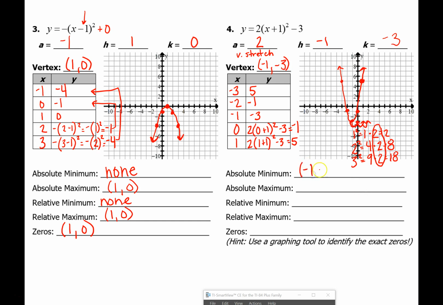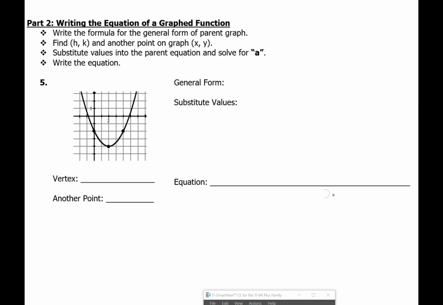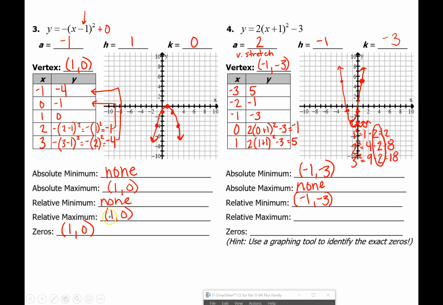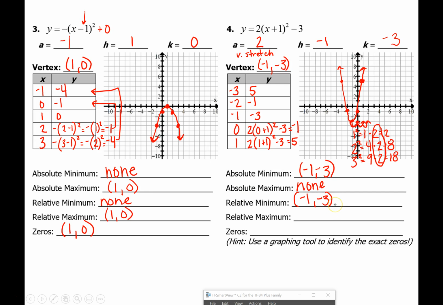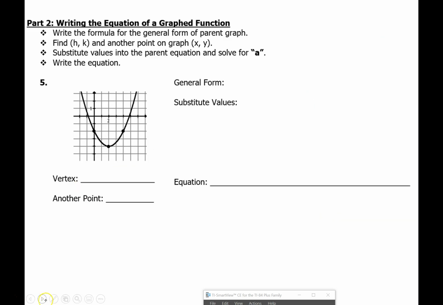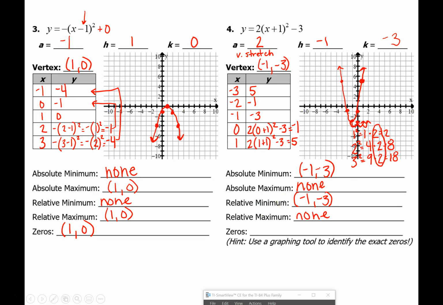All right, so absolute minimum is the vertex in this one. That's -1, -3. There's no absolute maximum. The relative minimum is also -1, -3. And there is no relative maximum.